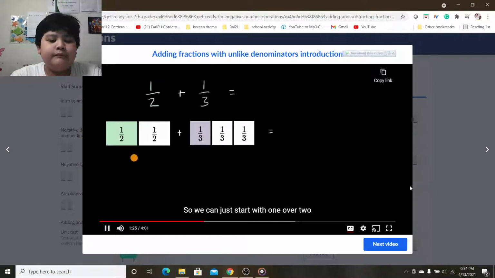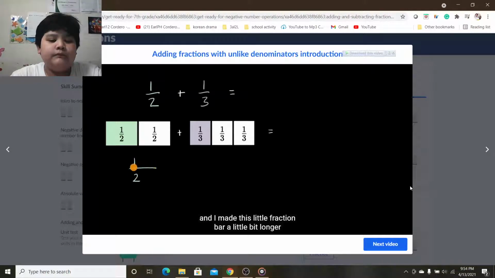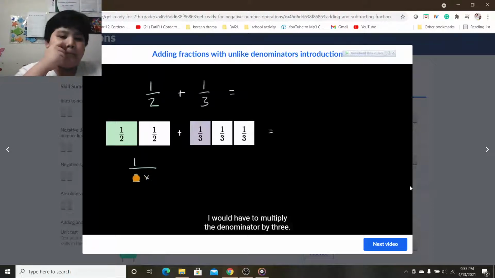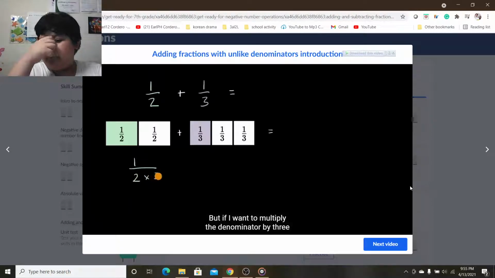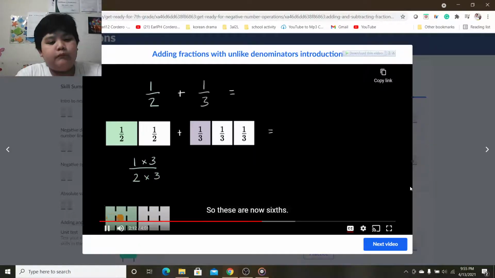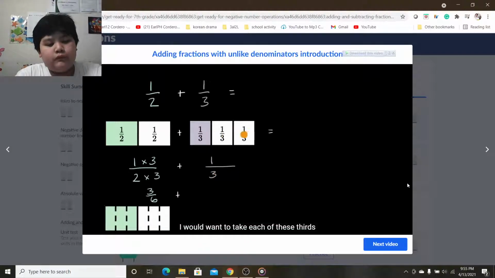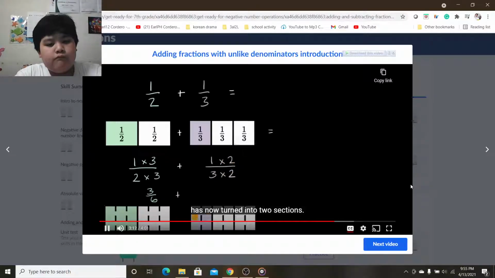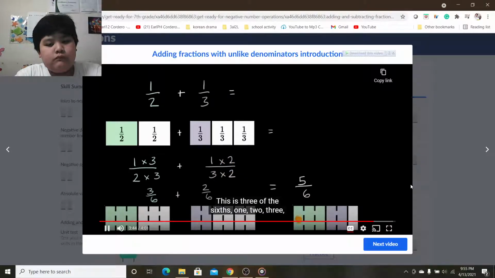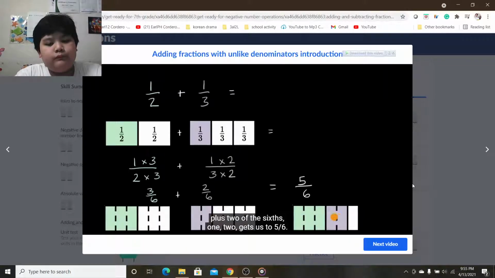Let me just start with 1/2. And I made this little fraction bar a little bit longer because you'll see why in a second. If I want to express it in terms of 6, to go from halves to 6, I would have to multiply the denominator by 3. These are now sixths. For the 1/3, I would want to take each of these thirds and make them into 2 sections. So to go from thirds to sixths, I multiply the numerator and denominator by 2. This is 3/6 plus 2/6, which gets us to 5/6. You could also view it as this green part was the original half, and this gray part was the original 1/3. But to be able to compute it, we express both of them in terms of 6.